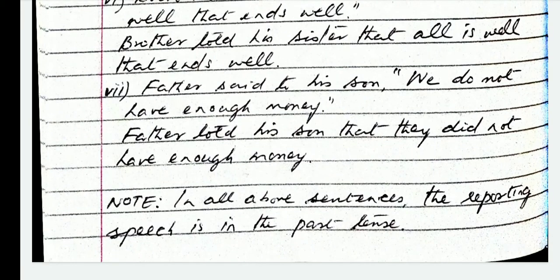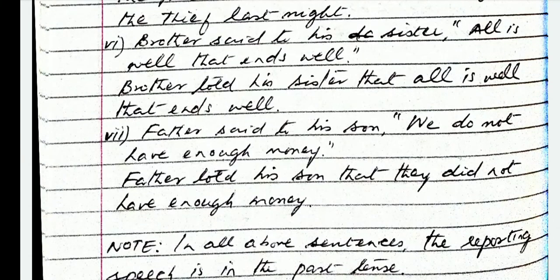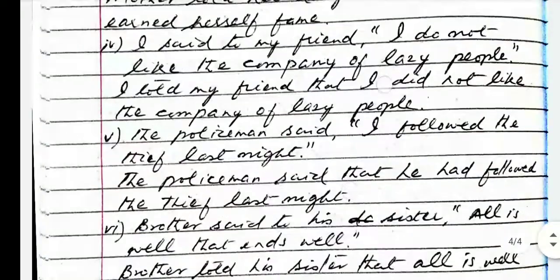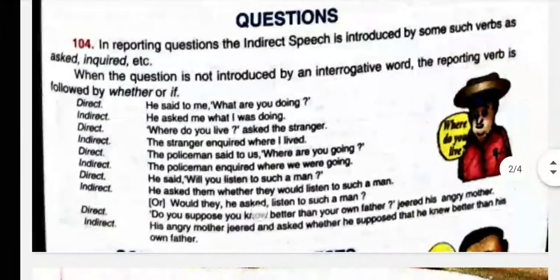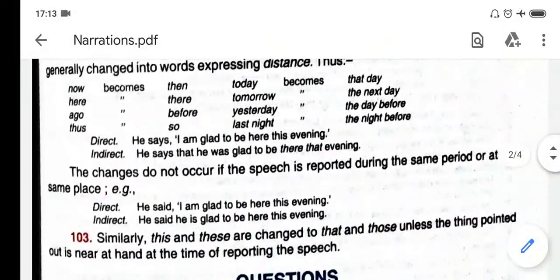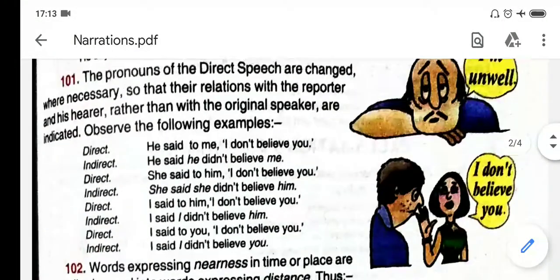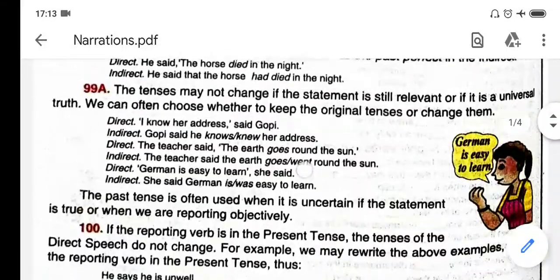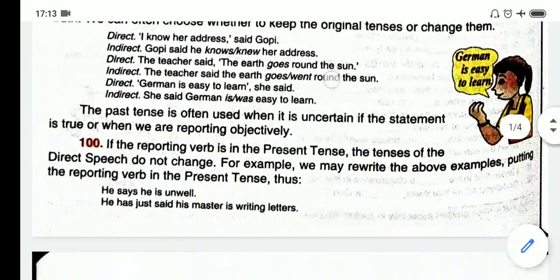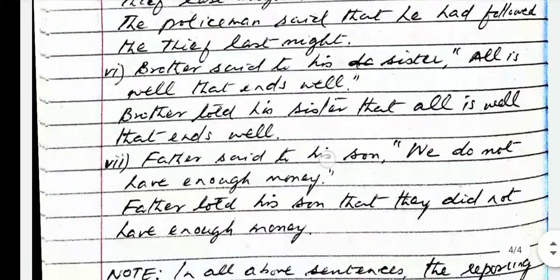And note that in all the above sentences the reporting speech is in the past tense. At the moment we are only doing those sentences in which the reporting speech is in the past tense. Therefore we have skipped the questions that were given here because they related to other types of direct and indirect speech as well. So go through these rules again that we saw yesterday. Write notes in your copies of all the rules that we studied. Also make notes of these sentences that we have done today in your copies so that you better understand them.